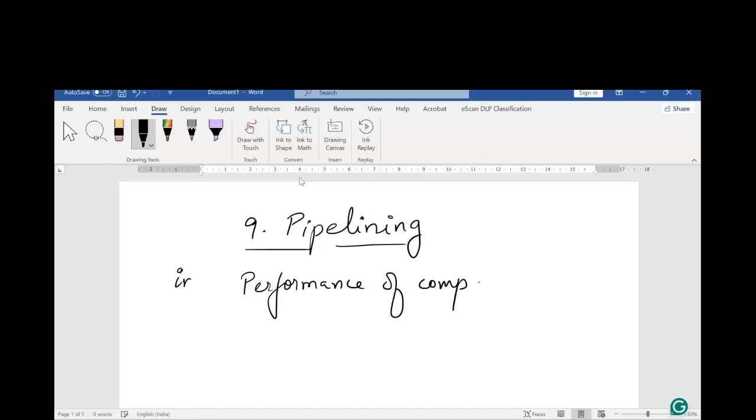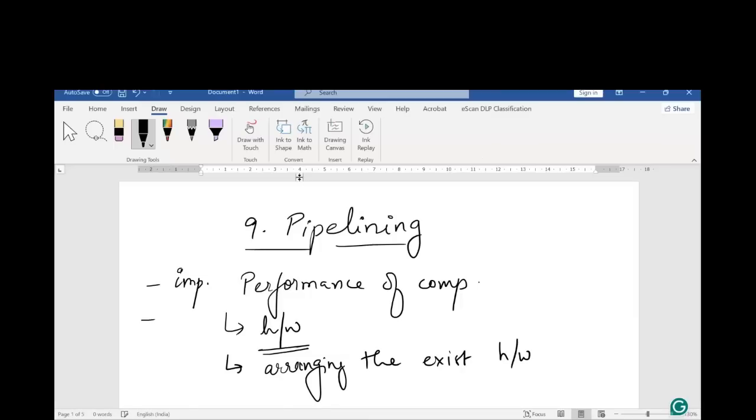Now, performance of the computer can be improved in two different ways. One, you change the hardware of the computer, that is, move to higher, advanced processors. And second way is, without replacing the hardware, we just use the existing hardware and arrange it in such a way that it increases the performance of the computer.